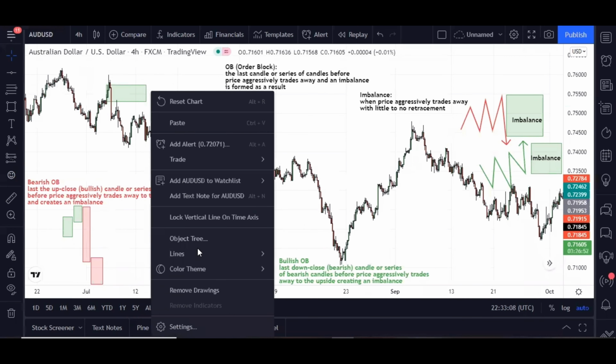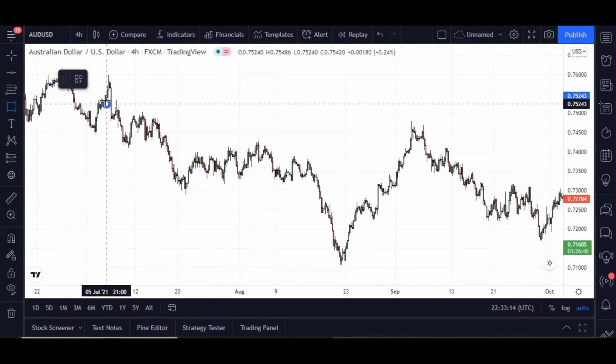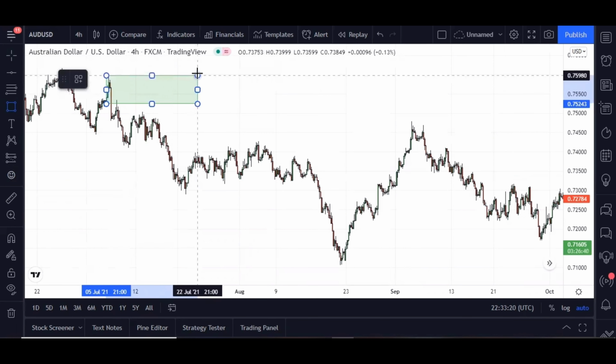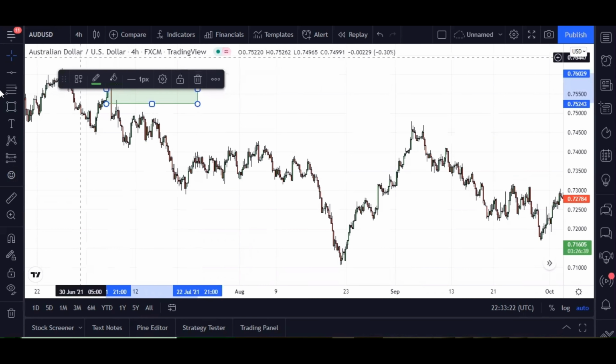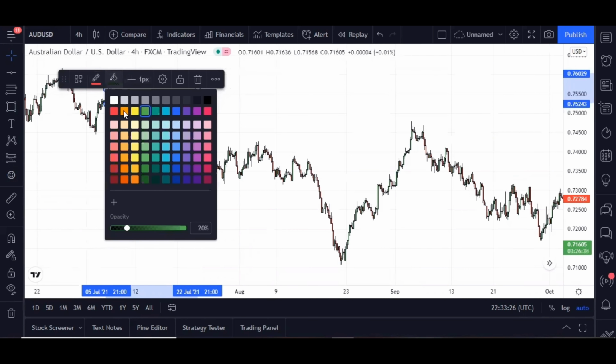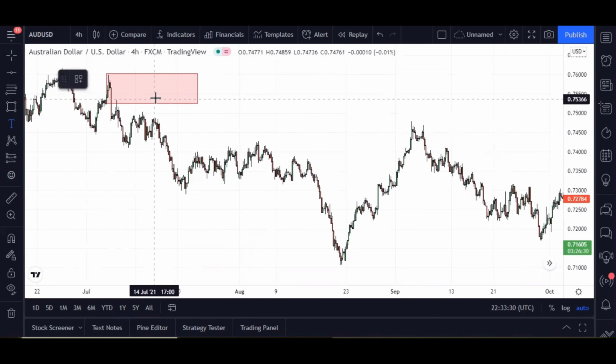Oh, I'm gonna have to get rid of my drawings, guys. Hope you got it. All right. So here we have a bearish order block. Change this to red. All right. We have a bearish order block.